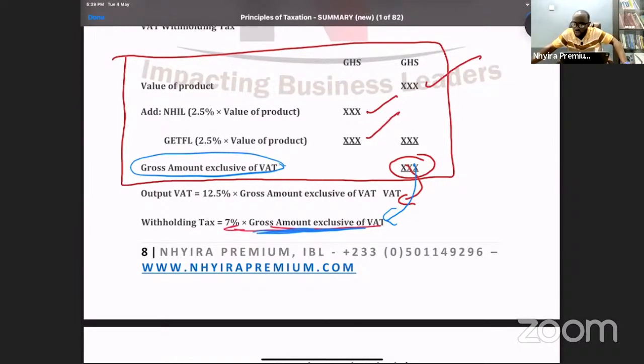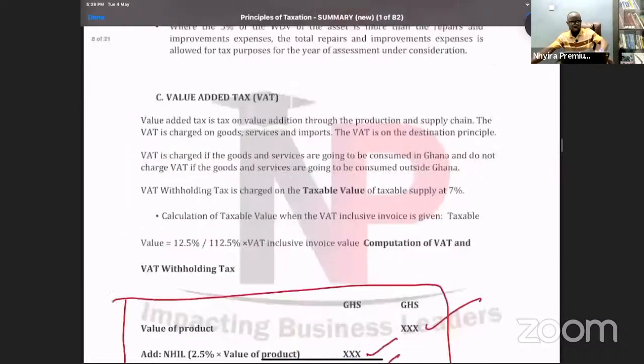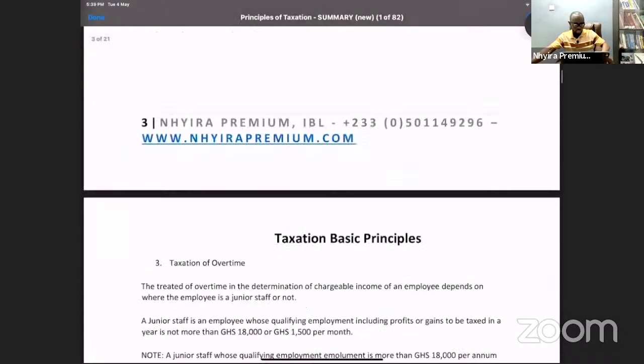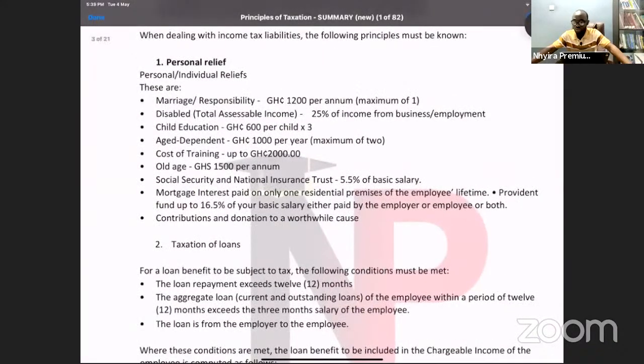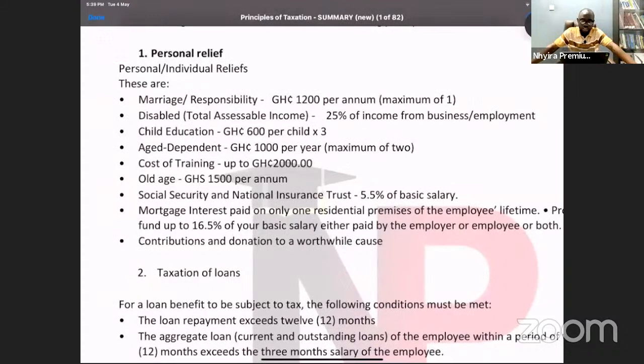I don't know which one you mean by old one, but the reliefs you are using will be the relief that came into effect since 2020. And that is this relief. I hope my screen is showing. Yeah, my screen is showing. So this relief, the new one, 600 Ghana cedis by 3, aged dependent, social security. So these are the rates you're going to be using in that situation.